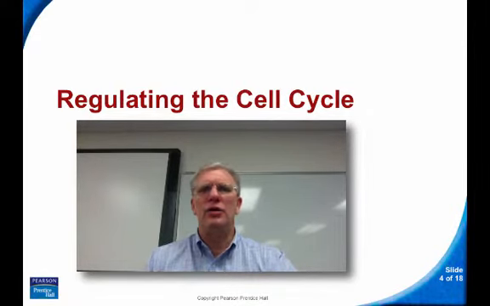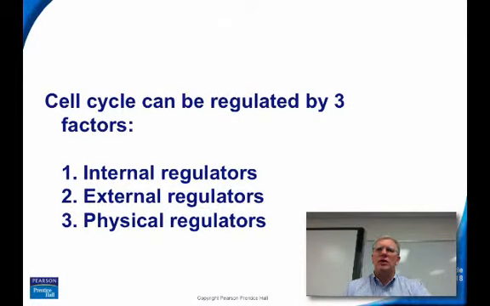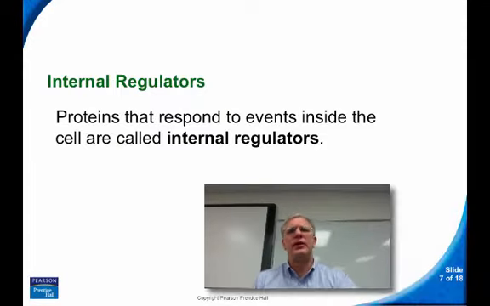Today we're going to be looking at regulation of the cell cycle. How does the cell know when it's time to undergo mitosis? Well, it's been determined through a number of years of study that there are three factors that will affect the way the cell undergoes the cell cycle. When exactly does it enter mitosis? When does it stay in interphase? These three factors are internal regulators, external regulators, and physical regulators.